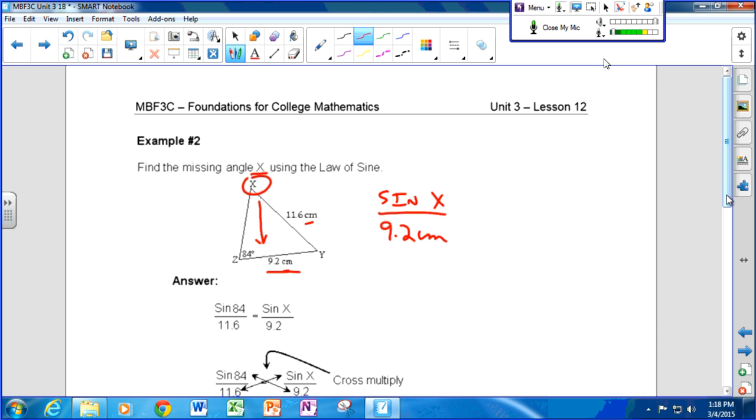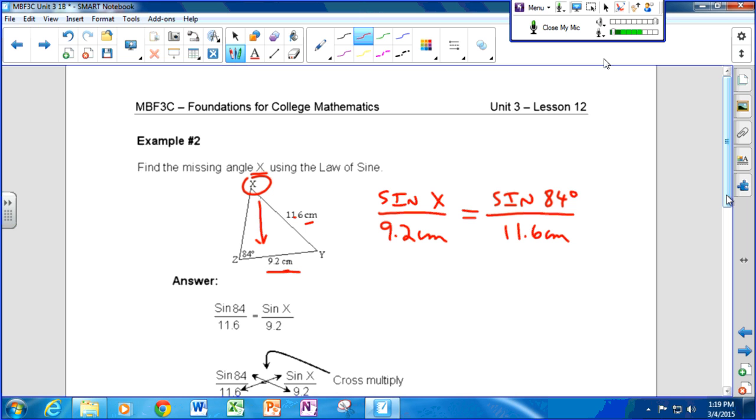All right. So sine x over 9.2 centimeters. So now we have an angle and its opposite side. And now all we need is one more angle and its opposite side. And z comes to the rescue here. So it's sine 84 degrees. Don't forget the degree sign because it is a measurement. Okay, 11.6 centimeters. That decimal place is really tiny, but all right, well, there we go.